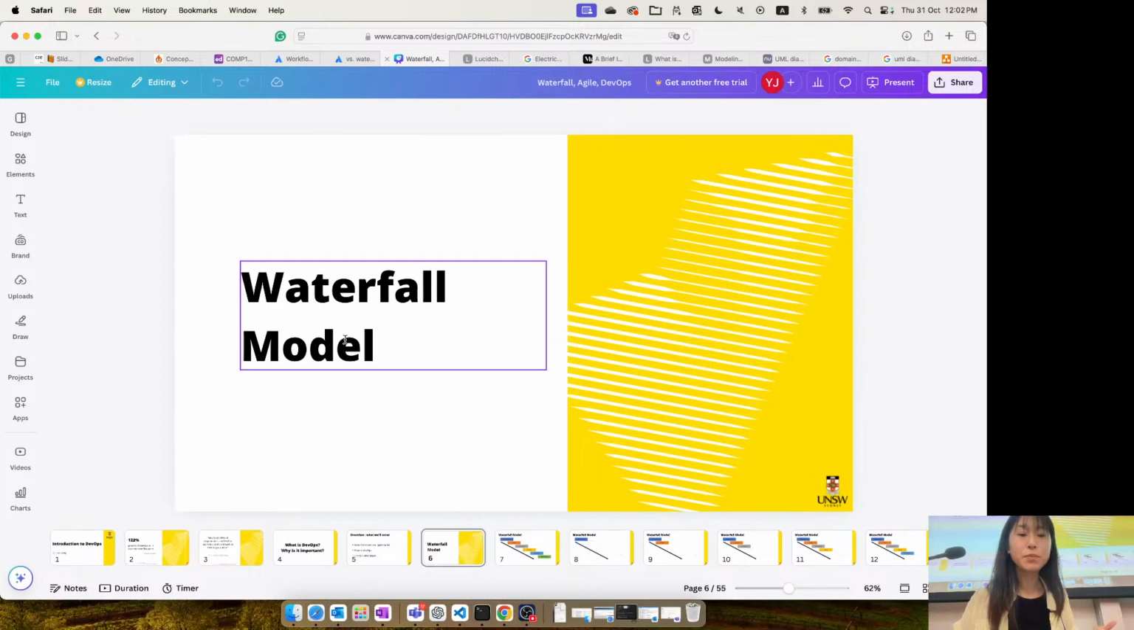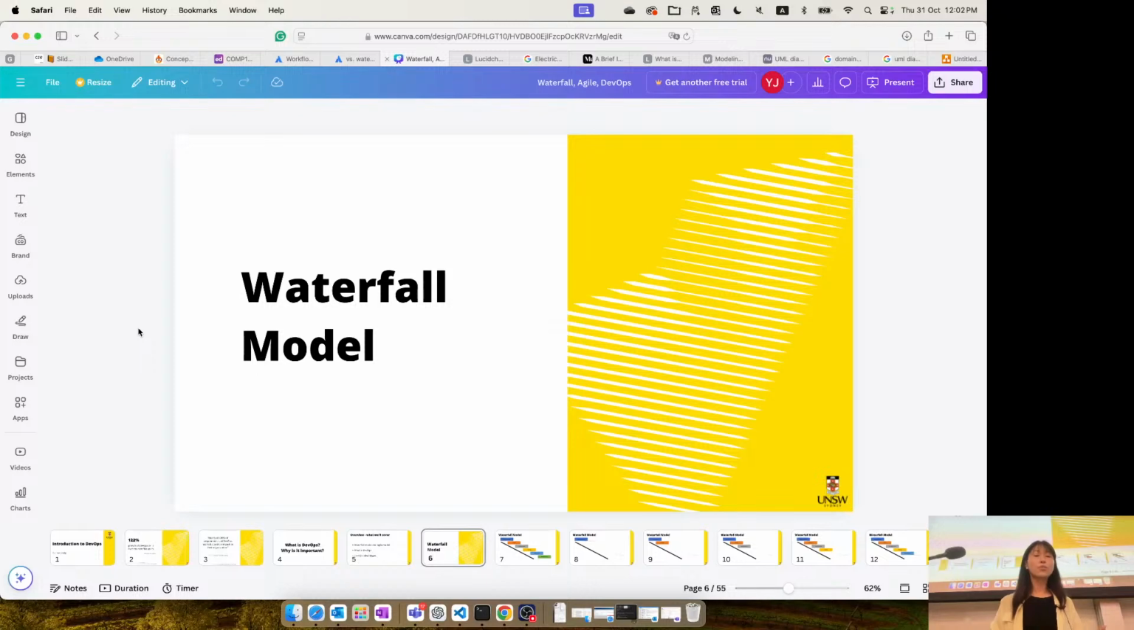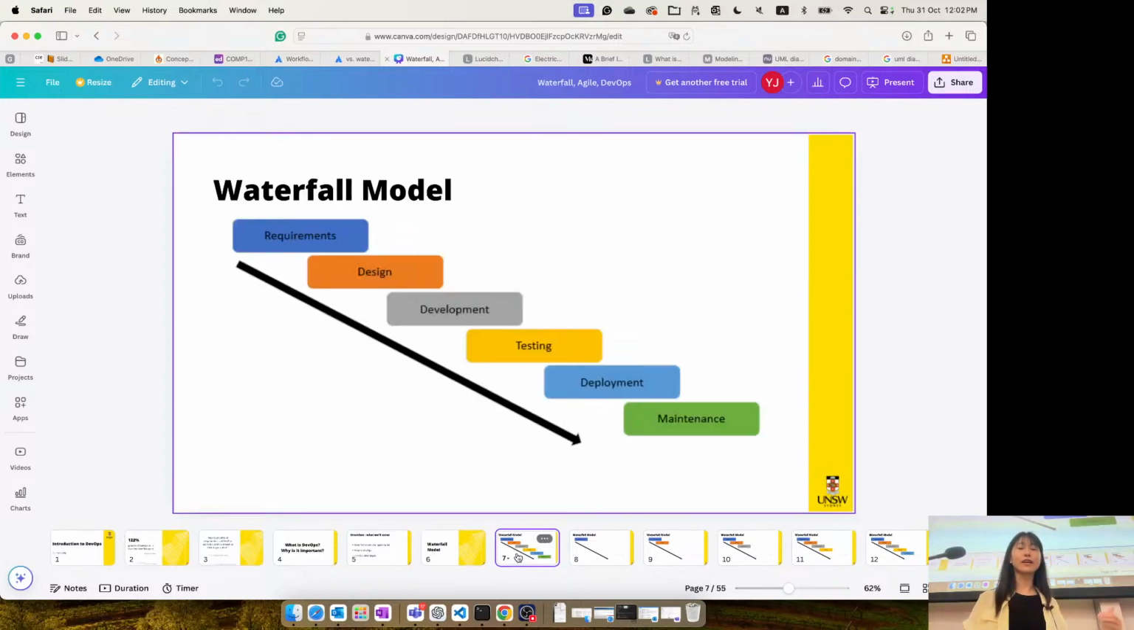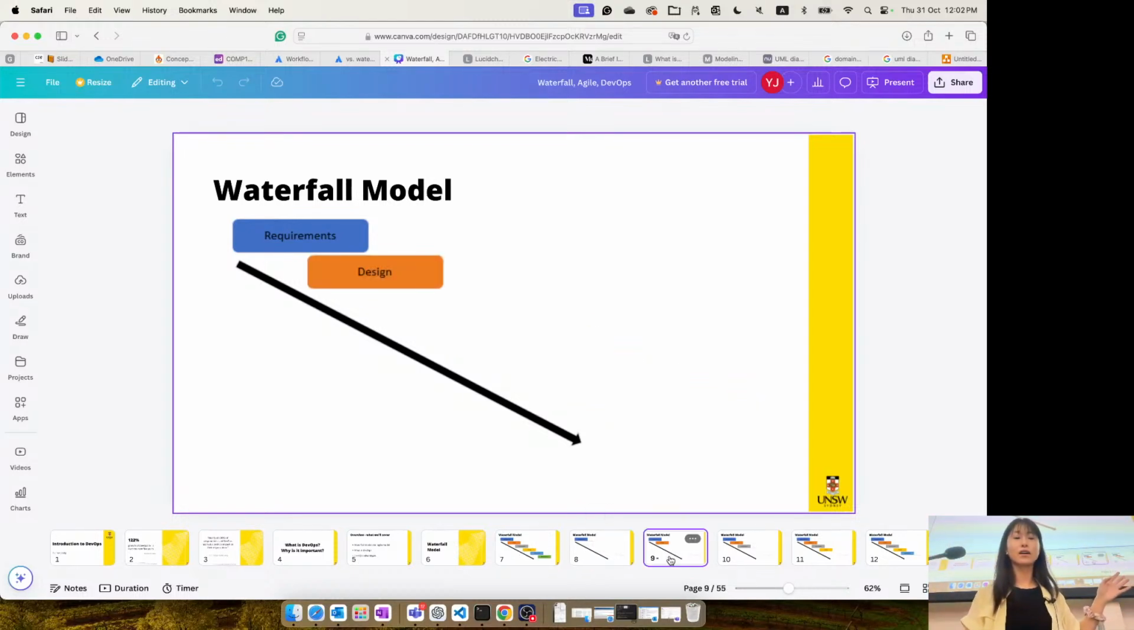Cool. So before we talk about Agile, I want to start with the waterfall model. The waterfall model is a more traditional way of developing software. It follows a structure like a waterfall, so it's a linear process. It starts with understanding the requirements in depth. It may take a couple of weeks, even a couple of months doing the user study, the market research and stuff. And then after the requirement engineering process, they will go on to do the design.